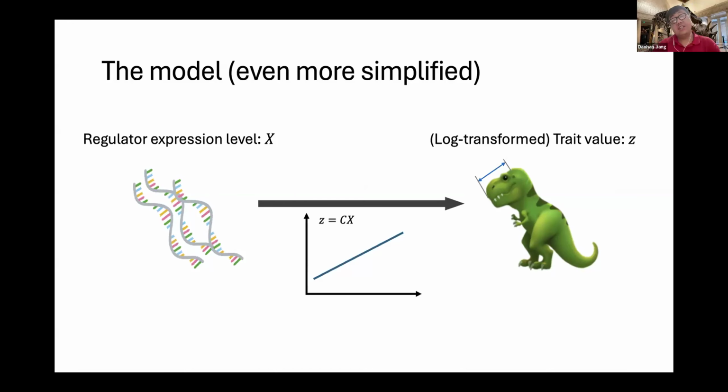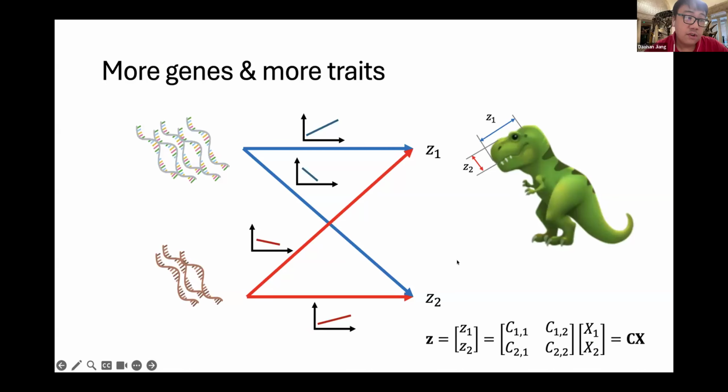In this study, I modeled the relationship between regulator expression level and the phenotypic trait using a linear function. We can have a function for each pair of regulator and phenotypic trait. And with more regulatory genes and more traits, the relationship can be summarized using matrices: the vector Z for phenotype, the X vector for regulator expression levels, and the C matrix for the effect of each regulator on each trait.